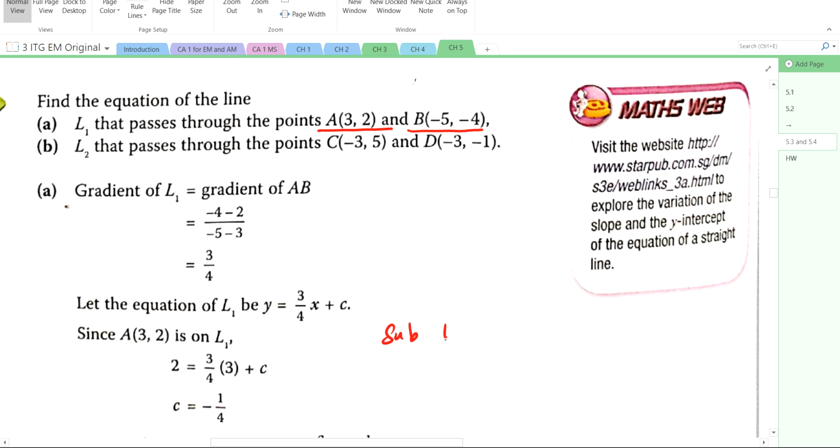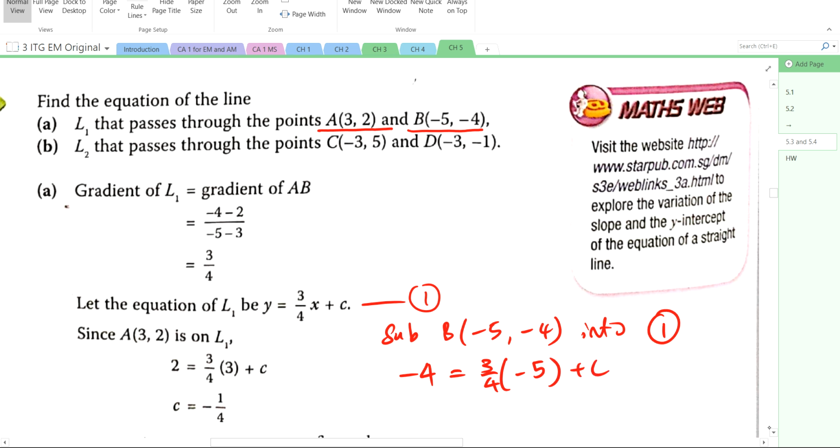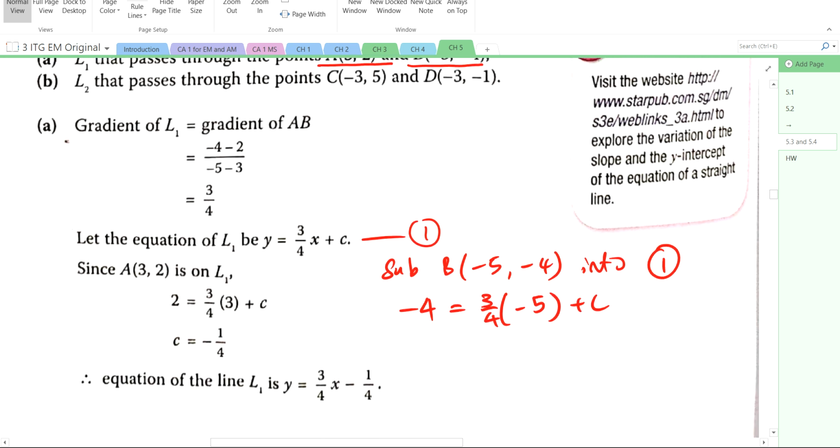Sub B, which is (-5, -4), into equation number 1. So y, which is -4, equals m, 3/4, times -5, plus c. And over here I get -4 = -15/4 + c. c = 15/4 - 4, which is 15/4 - 16/4 = -1/4. Same.